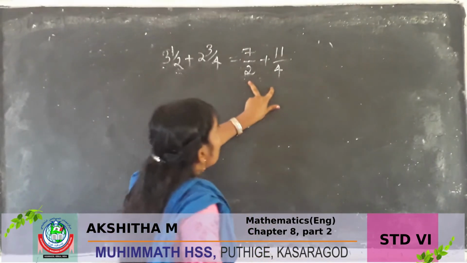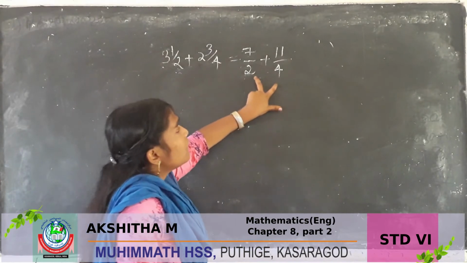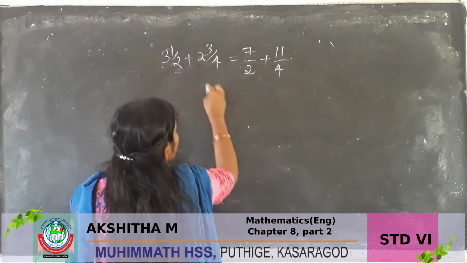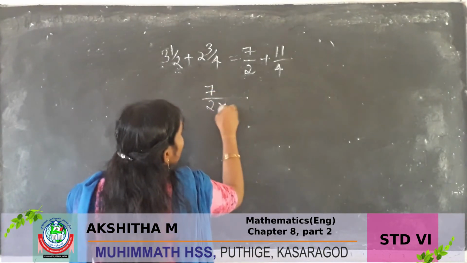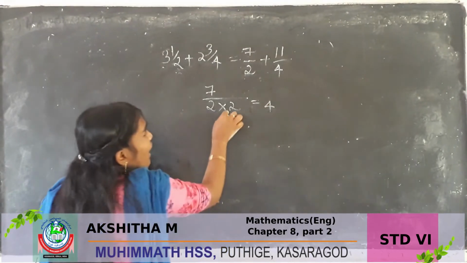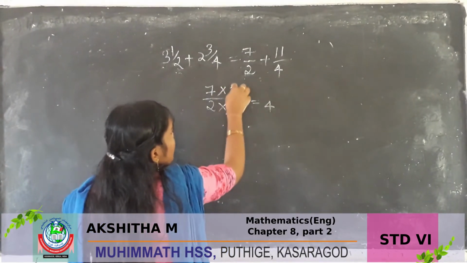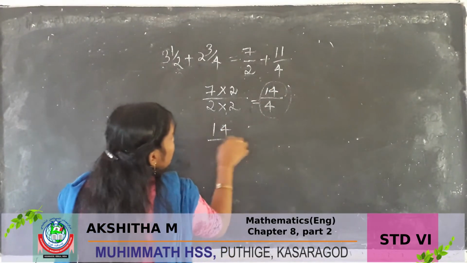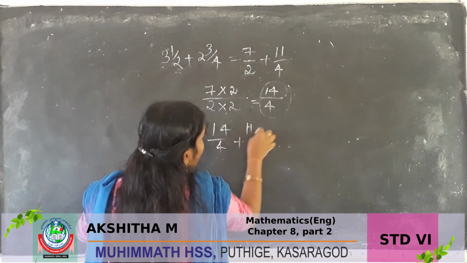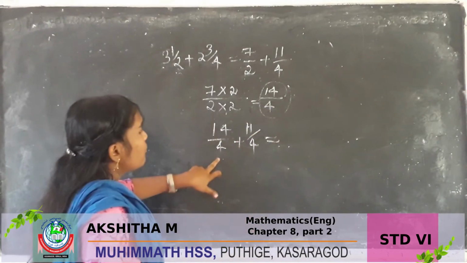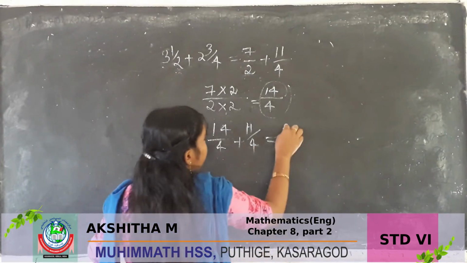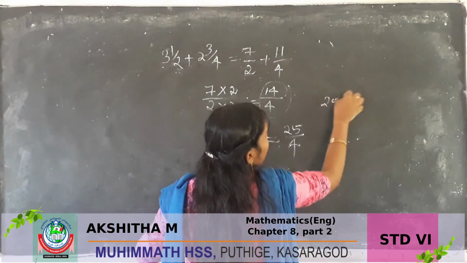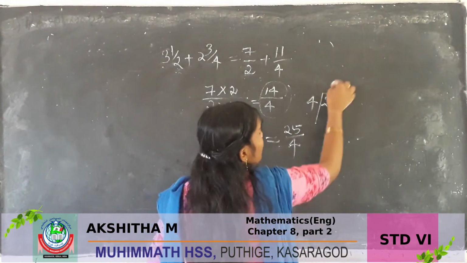We got here fractions like this. So the denominators are different. First we have to make the denominator same. So 7 by 2 we can write, 2 into 2 is 4. Again we have to multiply by the same number: 7 into 2 is 14. So we got here 14 by 4 plus 11 by 4, which is equal to 25 by 4.